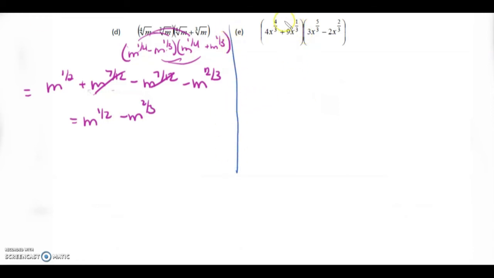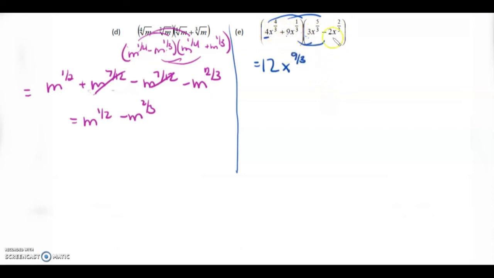Okay, and last one, E. We're going to FOIL this. Okay, so there's a coefficient here, which is like the 4, the 9, the 3, and the 2. The common base is x in this case. So let's go 4 times 3 is just 12. And then x to the 4/3 times x to the 5/3. Let's just add those. Okay, so we have x to the 9/3.